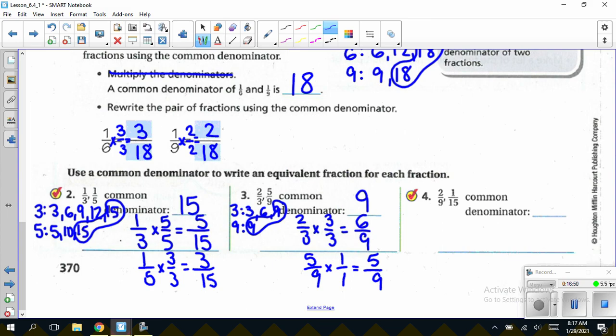The next question, number 4, listing my 9s, I have 9, 18, 27, 36, 45. For 15, I have 15, 30, 45. So I know my common denominator that I want to use is 45. Again, I really don't want to have to multiply 15 times 9 to get a common denominator for this one.